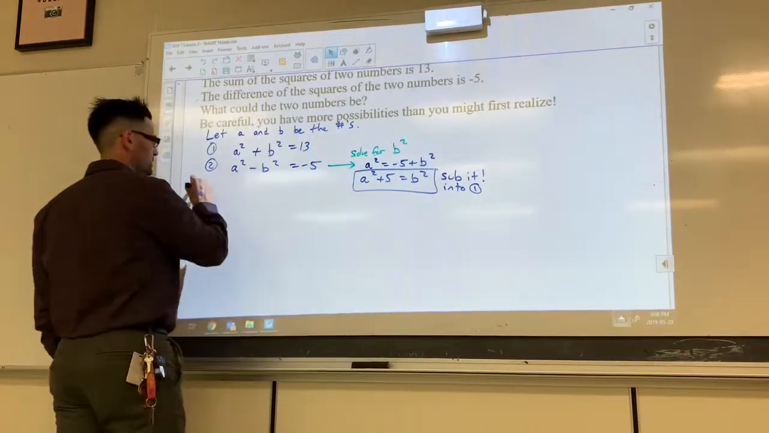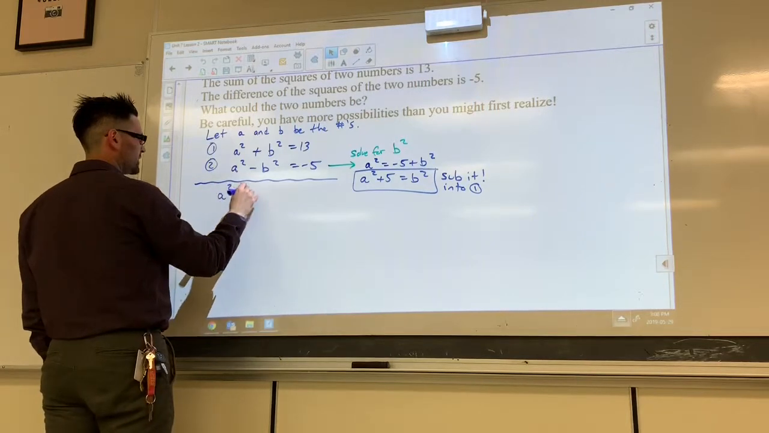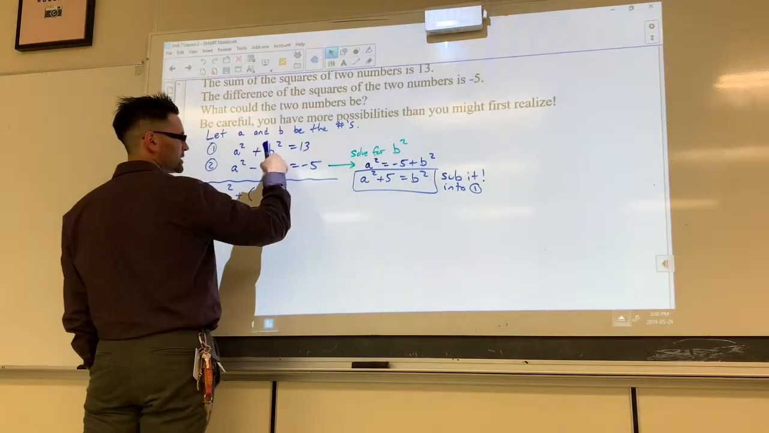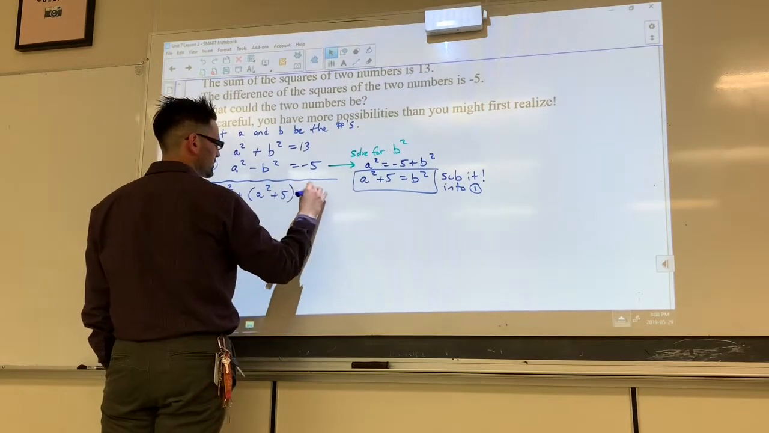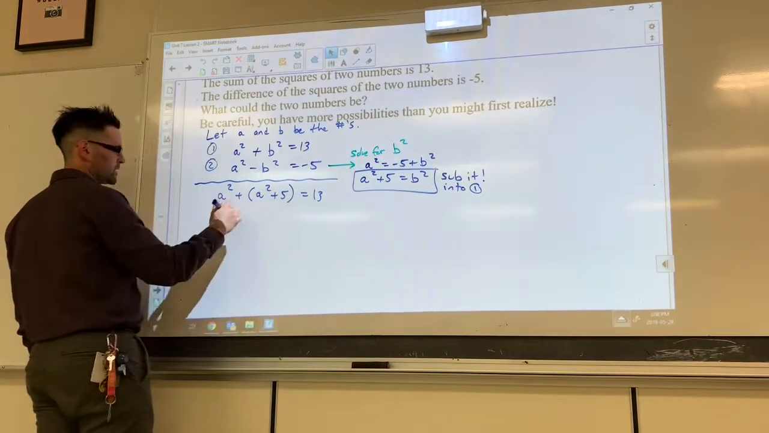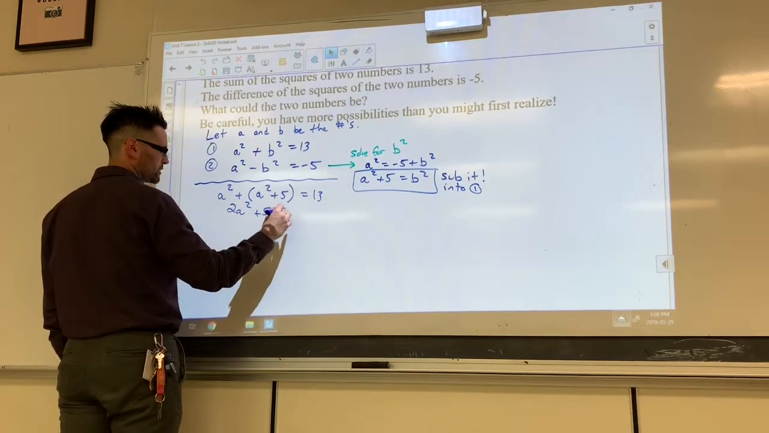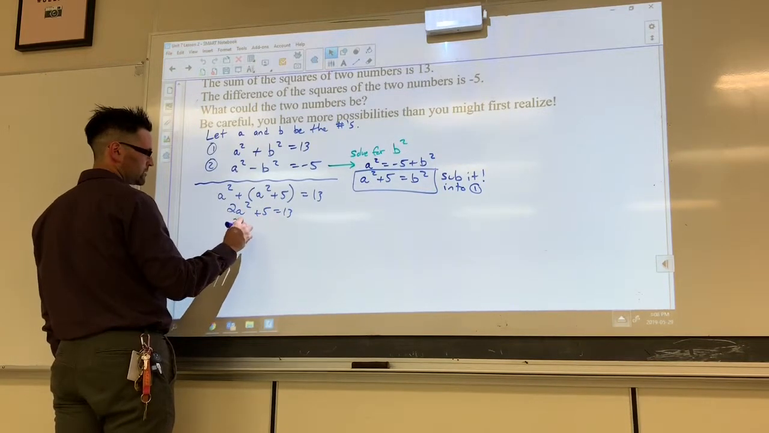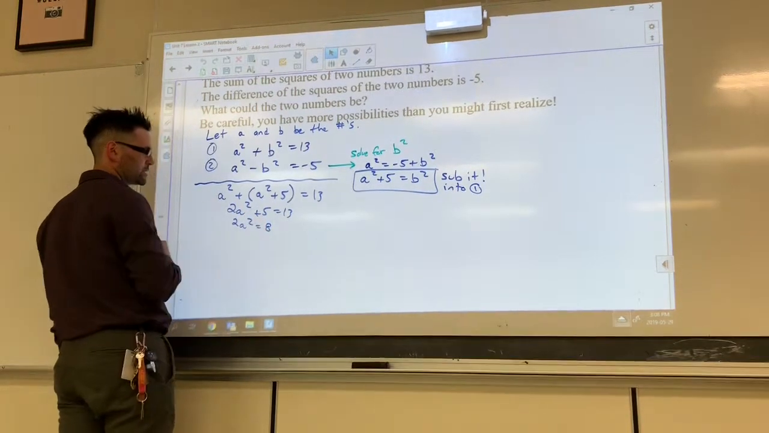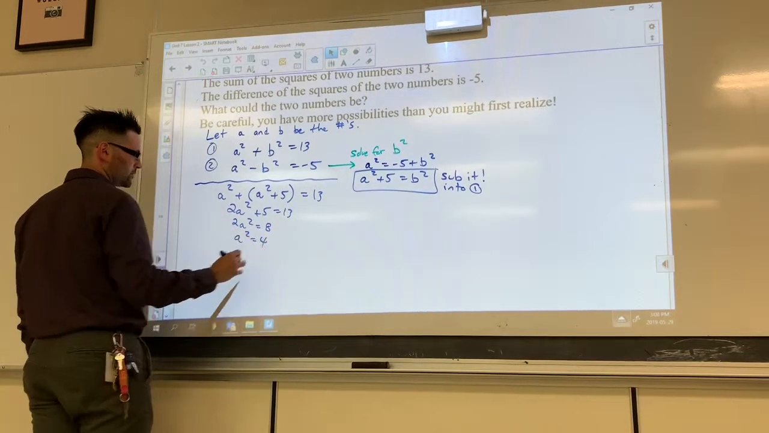So I'll go A squared plus, using brackets, B squared is A squared plus 5, and it equals 13. So now you have 2A squared plus 5 equals 13. You subtract 5 from both sides, you get 8, divide by 2, you get 4.